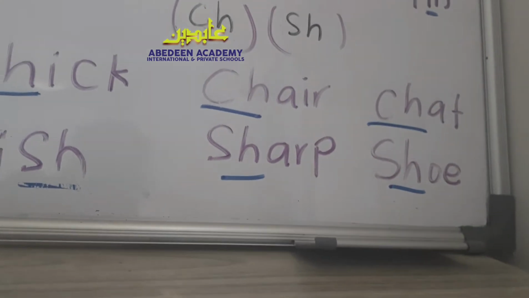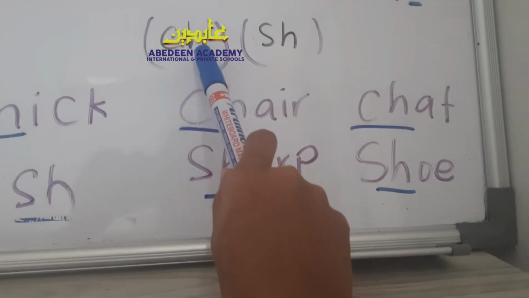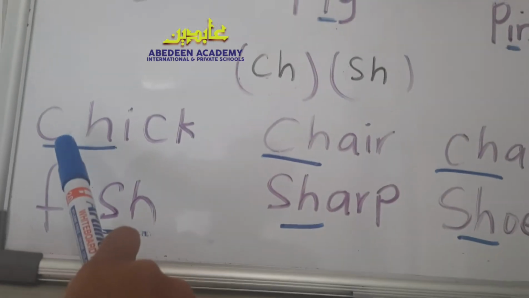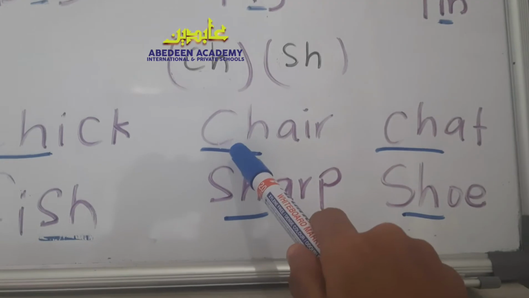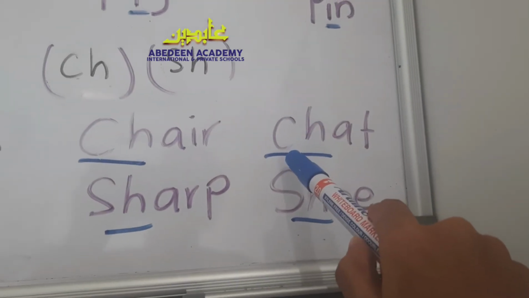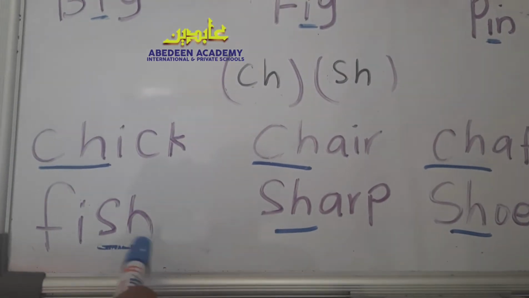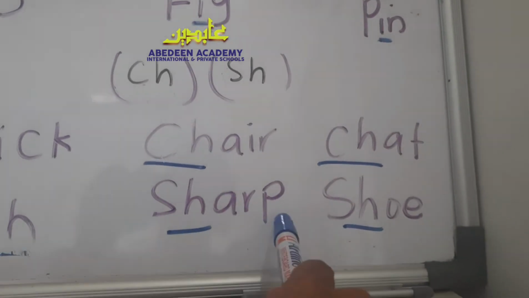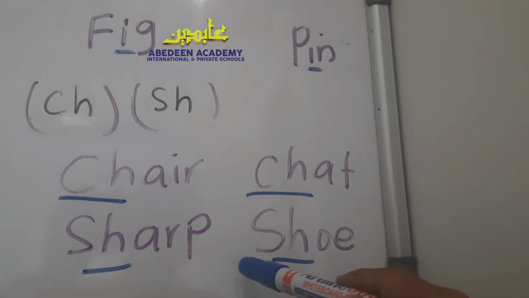Shoe. Very good. So let's try one more time together. CH will be ch. SH will be sh. Let's try all the words together. Chick, chick, chick. Chair, chair, chair. Chat, chat, chat. Fish, fish, fish. Sharp, sharp, sharp. Shoe, shoe, shoe.